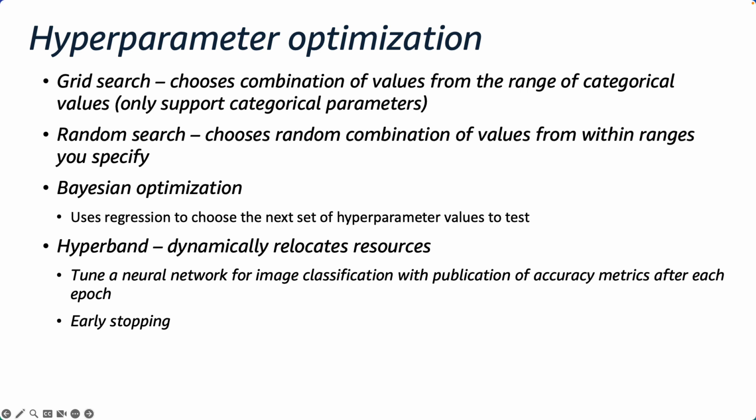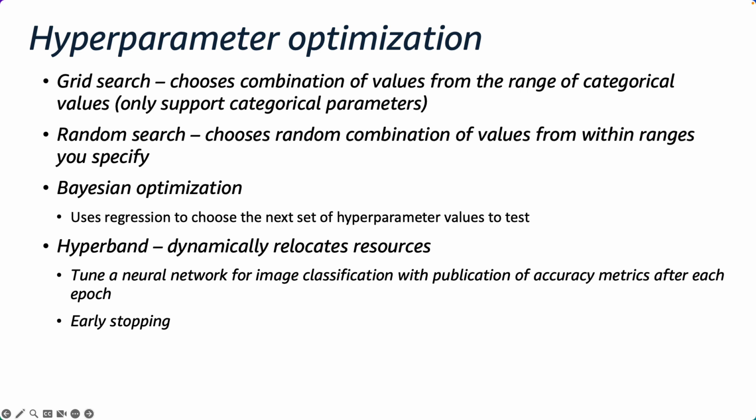It also seamlessly scales to using many parallel training jobs. These features can significantly speed up hyperparameter tuning over random search and Bayesian optimization strategies. What is an example of when you would use Hyperband? Hyperband can be used to tune a neural network for image classification, which publishes accuracy metrics after every epoch.